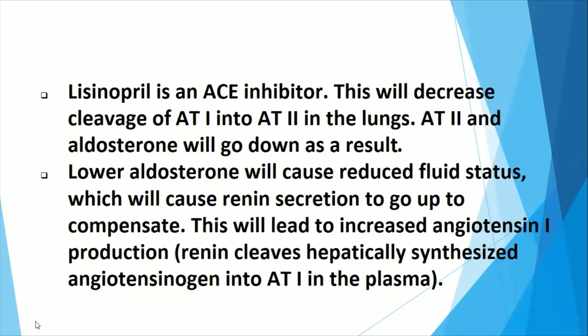And when there is decreased aldosterone, this is going to cause decreased reabsorption of salt and water, and it is going to cause a relative state of hypovolemia. And this relative state of hypovolemia would result in increased production of renin. So this increased production of renin is indicated by an upward arrow. I hope it makes sense.